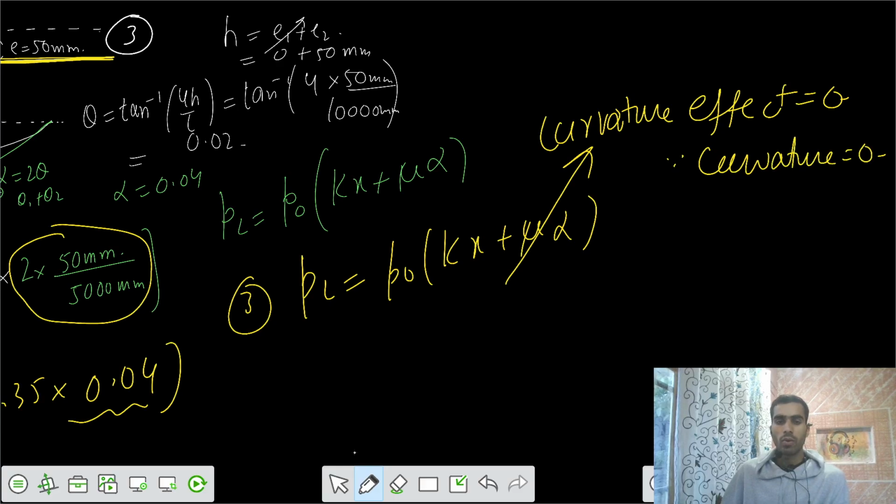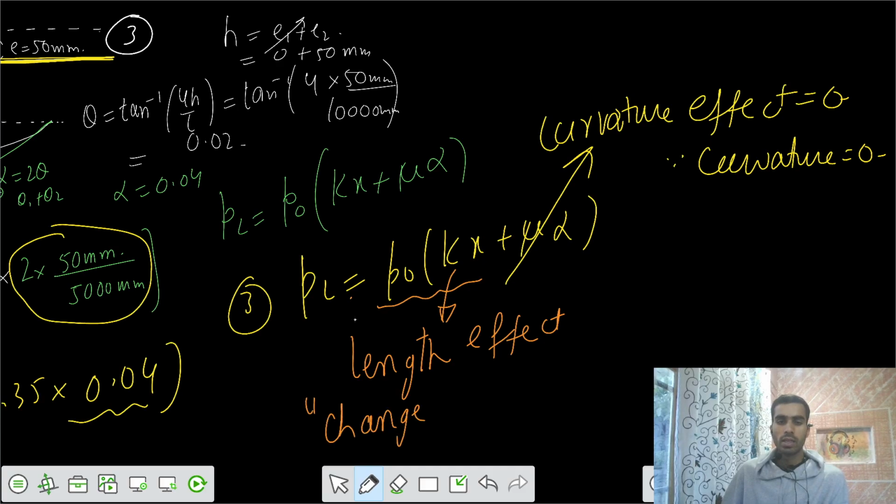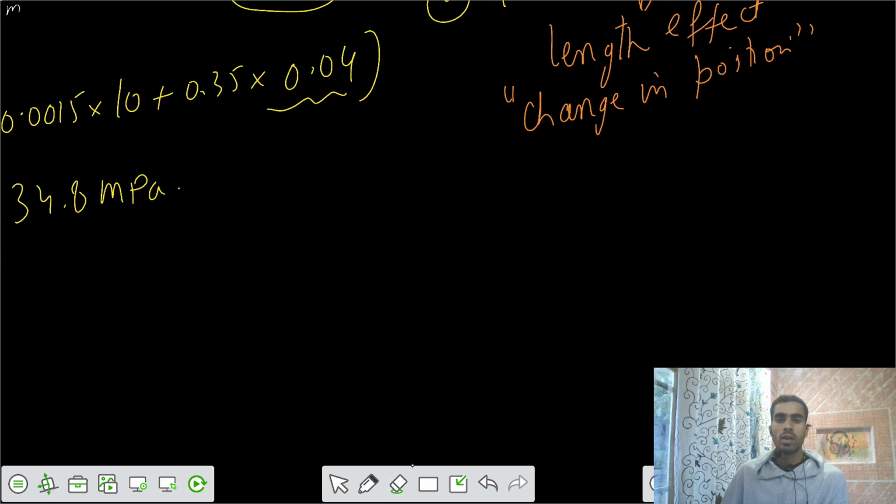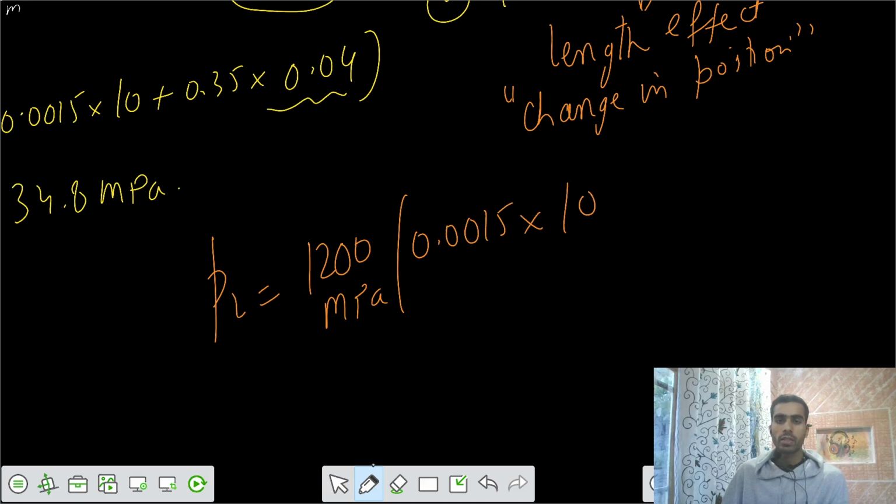So we only have to calculate the change in position effect. That is the length effect, or what we say is the wobble effect, the change in position effect. So we only need to calculate for the third one P naught kx. That means the loss of stress in the third wire is actually P naught into kx into x. X value is 10 meters. So this is your loss of stress in the third wire, 18 megapascals.